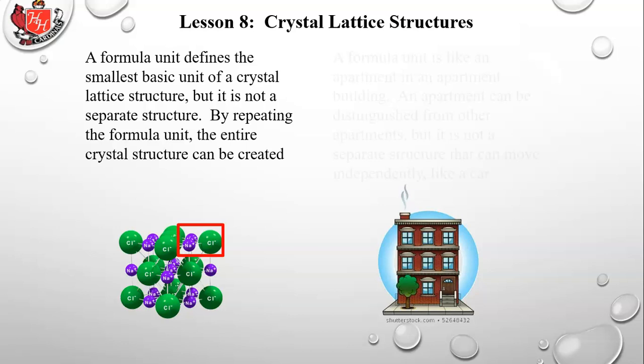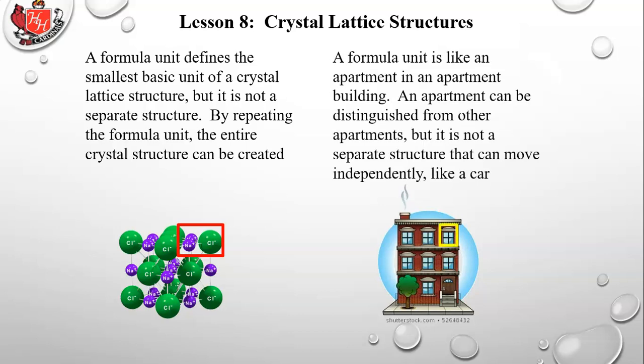So again, the formula unit is like an apartment in an apartment building. An apartment can be distinguished from other apartments, but it's not a separate structure that can move independently like a car. But if you took one apartment and just kept replicating it and putting them side by side and on top of each other, you'd basically then end up with the apartment building.